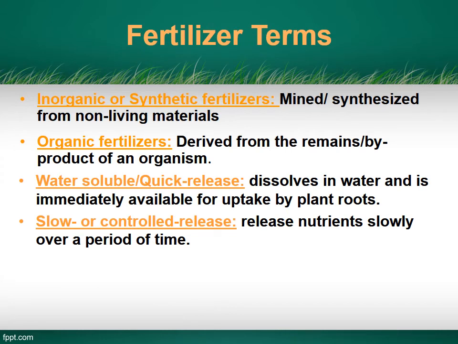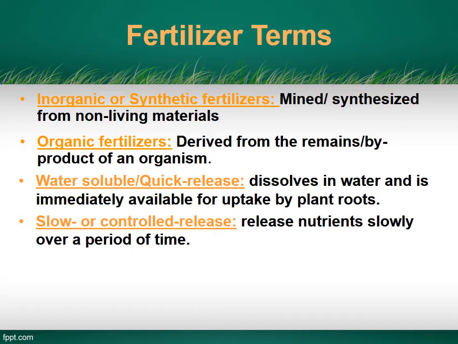An inorganic or synthetic fertilizer comes from materials that are either mined or synthesized from non-living materials. Different inorganic and synthetic forms of nitrogen are made from the Haber-Bosch process, which is where nitrogen that's in the air is converted to an actual physical form. It's first converted to ammonia and then ammonium. It gets a little complicated.